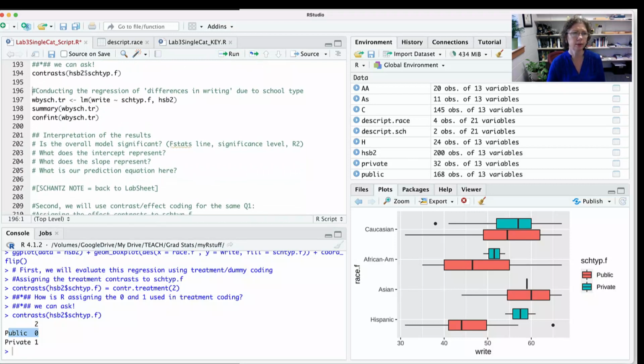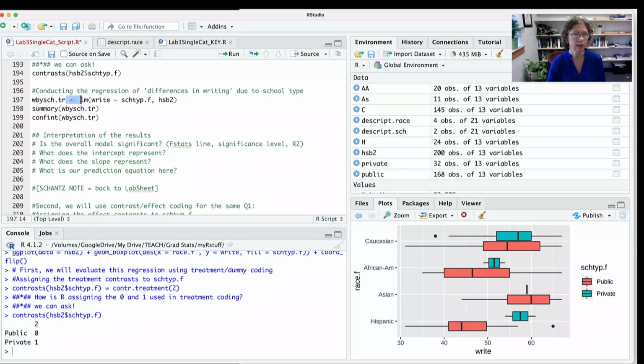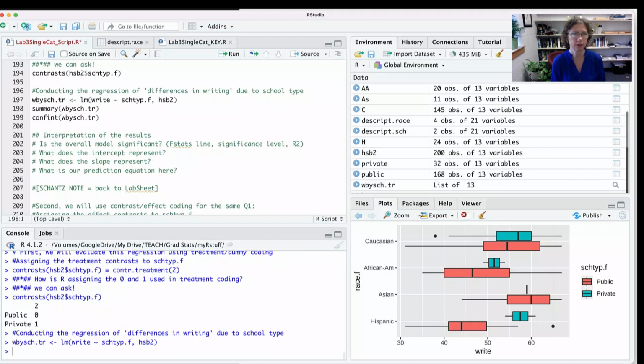Now we're ready to conduct that regression. This is just the name I gave it. It means write by school. And then I put .tr just to remind myself when it gets over here in the environment that it's the treatment coded one. And then this is assigned by the linear model, open parenthesis, the DV, the dependent variable, predicted by the categorical predictor in this data set, HSB2. So that adds that into my environment as a list of 13. But then I'll call for a summary of it.